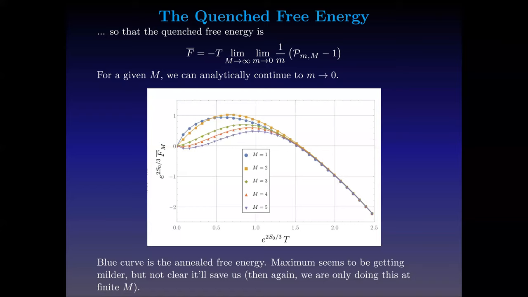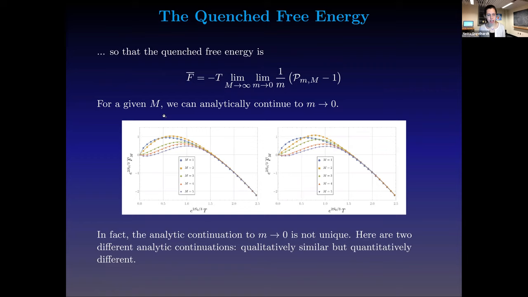Okay. So here are two different analytic continuations of little m goes to zero. Now, qualitatively, they look similar, but quantitatively, they're different. And the fact that we have two different analytic continuations that are both equally legitimate, equally valid, is somewhat concerning. Normally, we justify the replica trick by arguing in some way or other that the replica trick gives you an analytic continuation which is unique. And here, it's manifestly not the case.